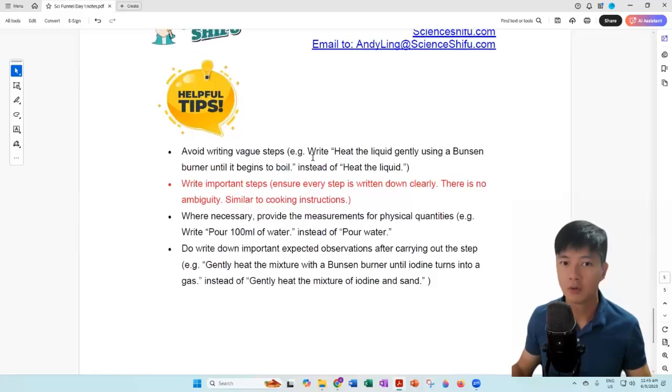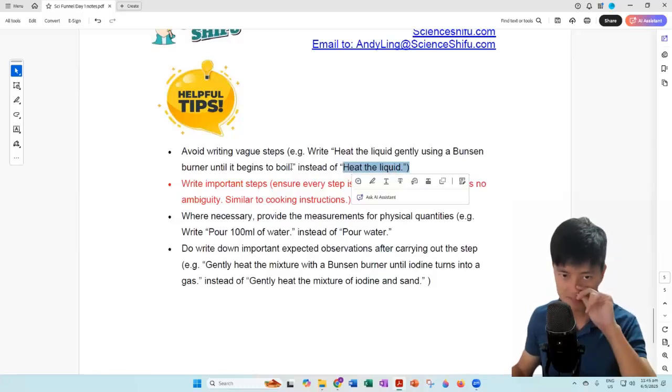So to wrap it up, take note, avoid writing vague steps. Try not to use the words "heat the liquid"; use the words "heat the liquid gently using a Bunsen burner until it begins to boil" instead of just heating the liquid. That is too vague already. So how long must I heat the liquid? Until you start to boil. You see, the context is provided.